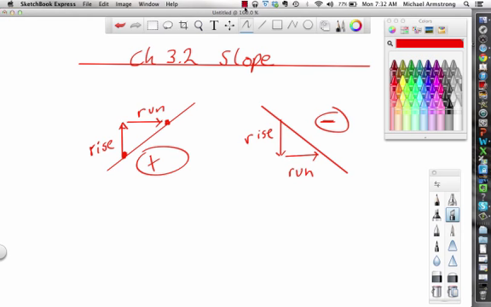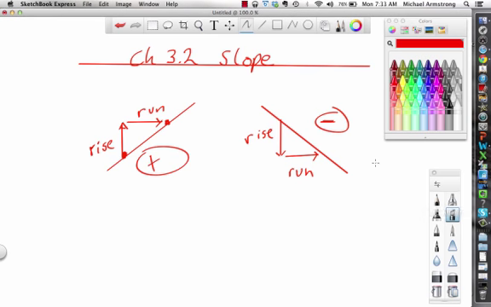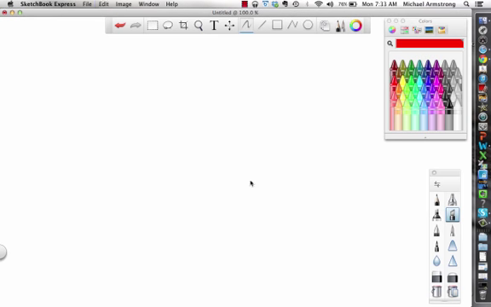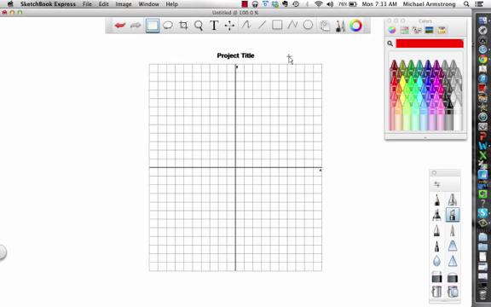I have to pause and get some graph paper. Okay, here we go. Let me start with a new one. We're gonna paste something that I just copied. There's some graph paper, and we're going to go ahead and plot a point.